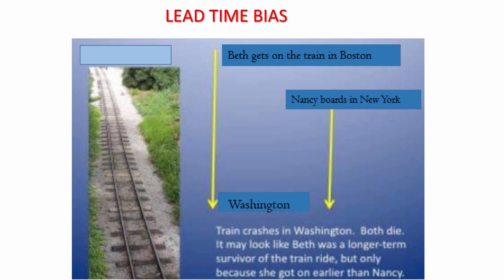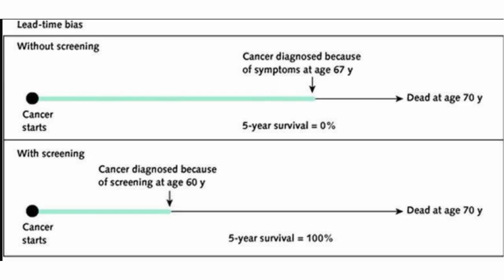Now, how does that translate into cancer screening and cancer diagnosis? On the top, without screening, cancer starts. It could be any type of cancer, but one that takes many decades to develop. On the top example, the cancer diagnosed in this person was found because they began exhibiting symptoms at the age of 67. They were dead by the age of 70. The 5-year survival rate for this person was 0. They did not make it to 5 years once they were diagnosed.